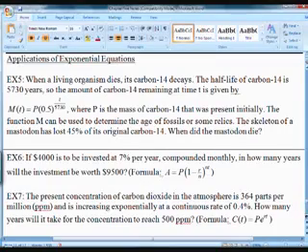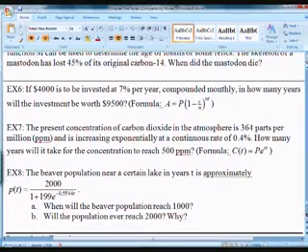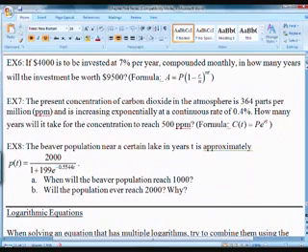Example 6. Nearly done. Y'all hang with me. Example 6 says that $4,000 is invested at 7% interest, compounded monthly. How many years will it take for the investment to be worth $9,500?